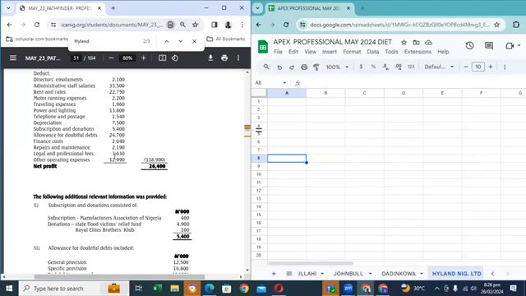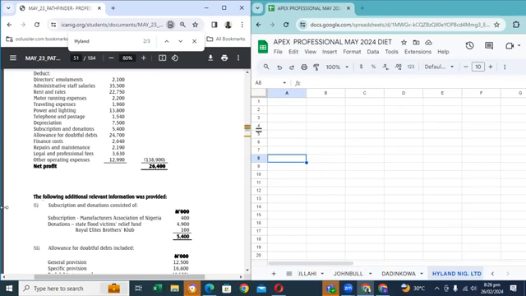Subscription and donation consisted of subscription, Manufacturers Association of Nigeria, donations, State Flood Victims Relief Fund, then Royal Elite Brothers Club. 2. Allowance for doubtful debts included general provision, specific provision, bad debt recovered. 3. Repairs and maintenance were made up of repairs of manufacturing plants, improvement of industrial building, maintenance of delivery van.